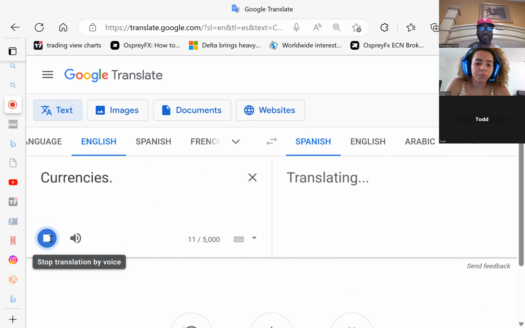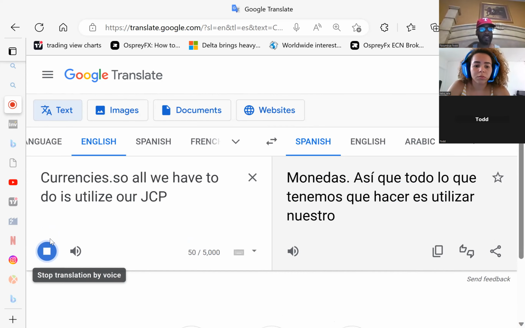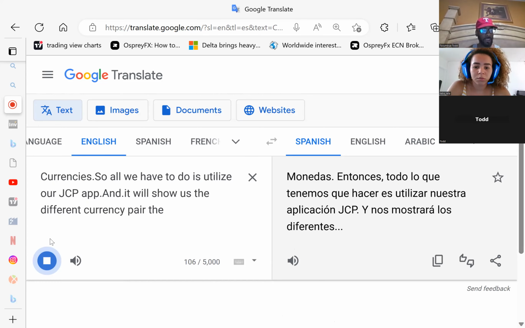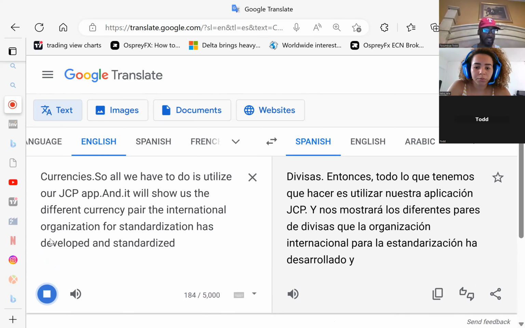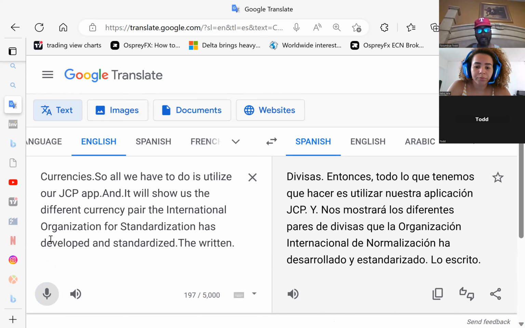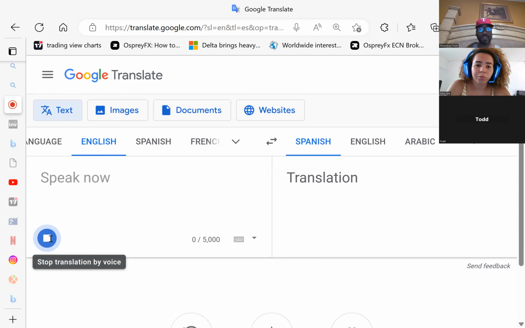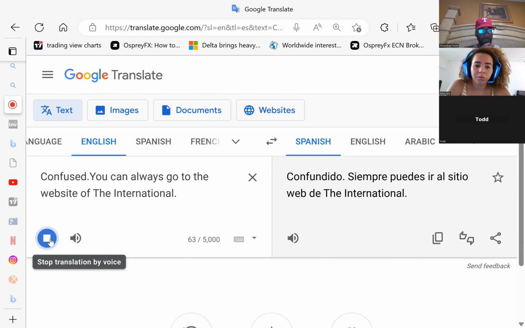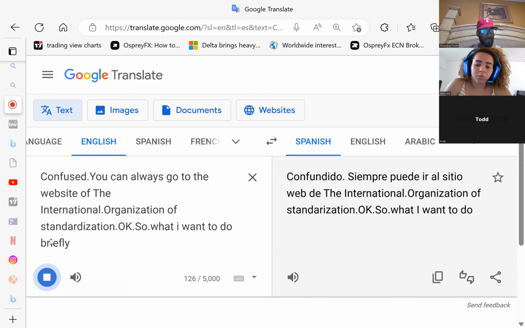currencies. So all we have to do is utilize our JCP app and it will show us the different currency pairs. The International Organization for Standardization has developed and standardized the written format of the 3-letter currency codes. So if you are ever confused, you can always go to the website of the International Organization for Standardization.